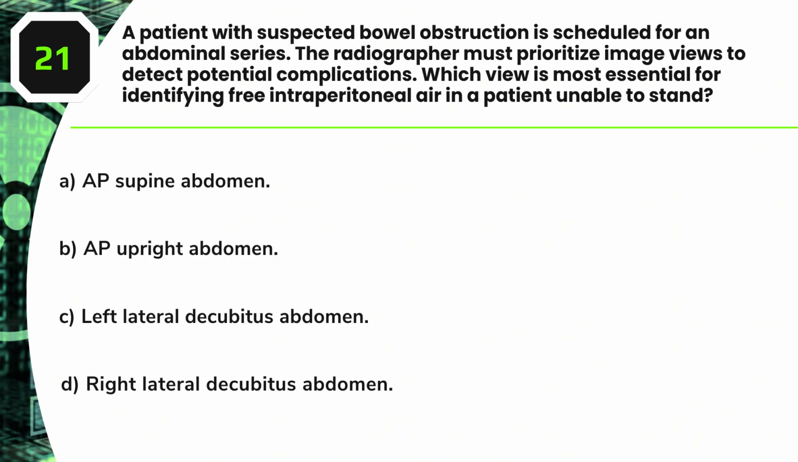Question 21. A patient with suspected bowel obstruction is scheduled for an abdominal series. The radiographer must prioritize image views to detect potential complications. Which view is most essential for identifying free intraperitoneal air in a patient unable to stand? A. AP supine abdomen. B. AP upright abdomen. C. Left lateral decubitus abdomen. D. Right lateral decubitus abdomen.